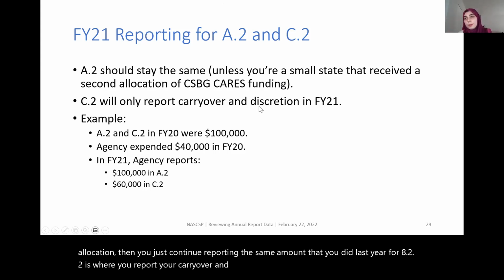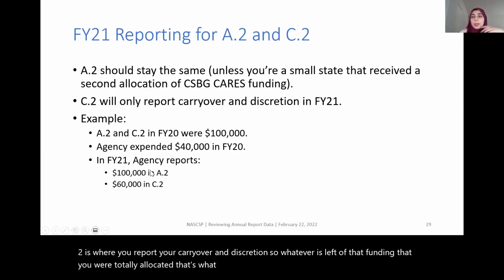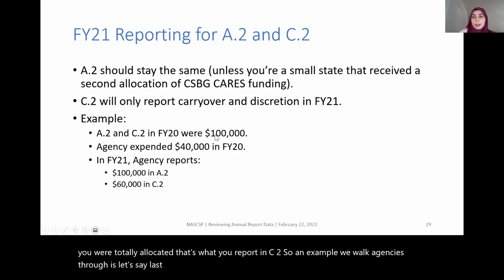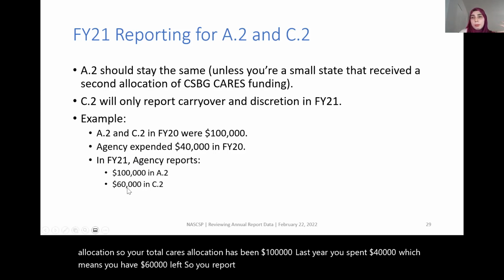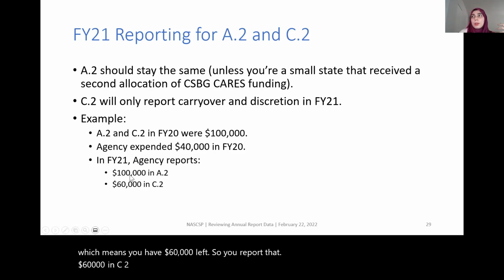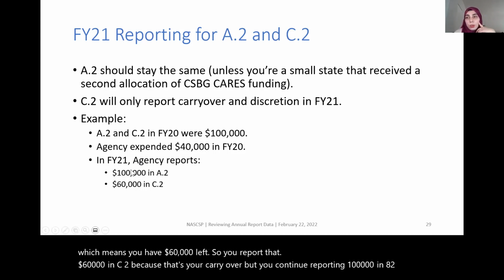So whatever is left of that funding that you were totally allocated, that's what you report in C.2. An example we walk agencies through is, let's say last year you received $100,000 in allocation. You did not receive any new allocation, so your total CARES allocation has been $100,000. Last year, you spent $40,000, which means you have $60,000 left. So you report that $60,000 in C.2 because that's your carryover, but you continue reporting $100,000 in 8.2 because that is your total allocation.